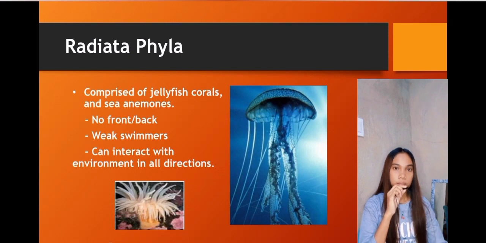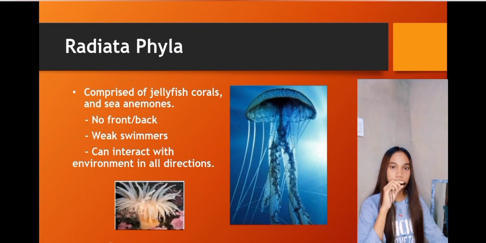Radiata comprises jellyfish, corals, and sea anemones. They have no front or back, are weak swimmers, and can interact with the environment in all directions. It is the major grouping that includes more or less radially symmetrical animals.